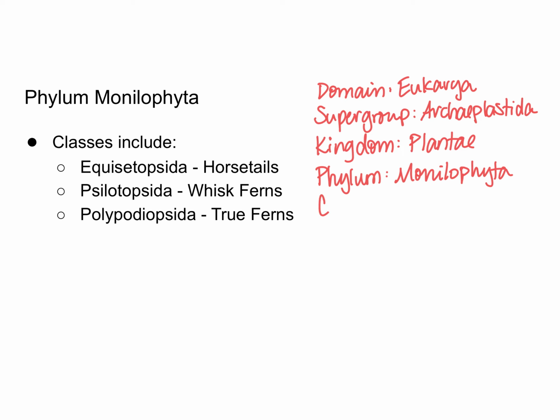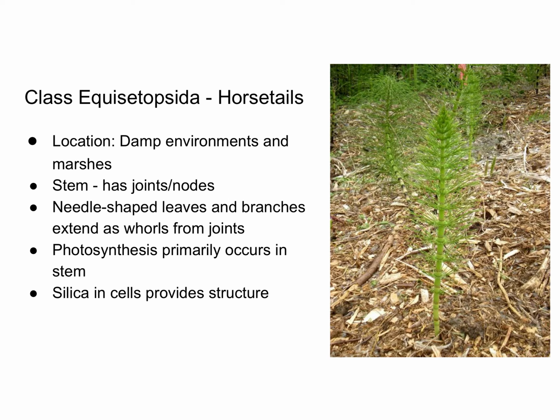and then the next level of classification is the class level. And so these are the three classes that are under this phylum of Monolophyta. So on the following slides, we'll talk more about horsetails, whisk ferns, and true ferns. So first we'll take a look at the horsetails.